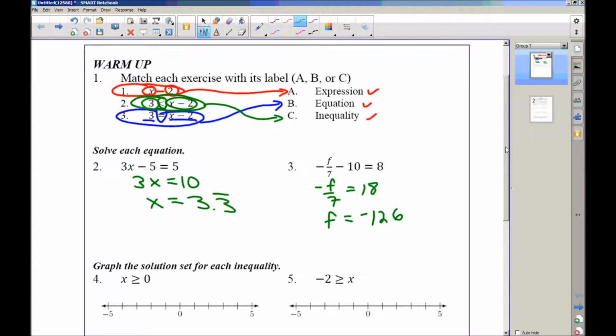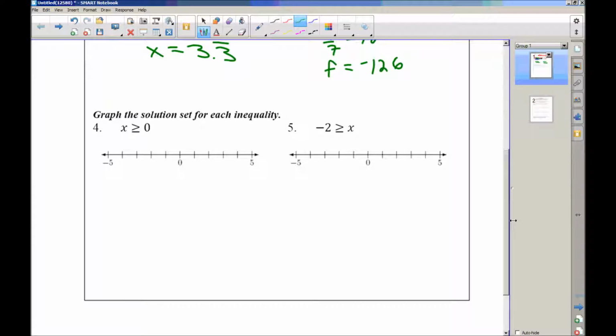Okay. Number 4, graph the solution set for each inequality. So what we're trying to do is think of all x's that make the statement x greater than or equal to 0 be true. Okay. So greater than or equal to 0 means x could be greater, or x could also be equal. So both of these statements make it true. Okay. So in this case, equal to 0.